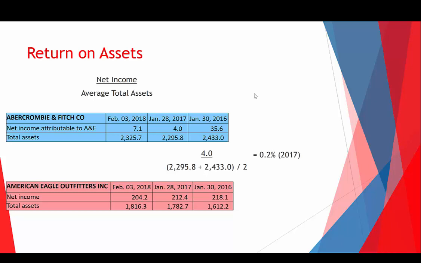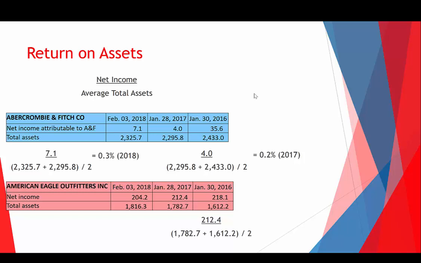All right, so if we look at 2017, again, with that lower income for Abercrombie & Fitch, you're going to have a little bit lower return on assets, 0.2%. And then with an increase in net income, that's good, but we see their assets also increase a little bit in 2018. So we have a limited increase in return on assets of 0.3%.